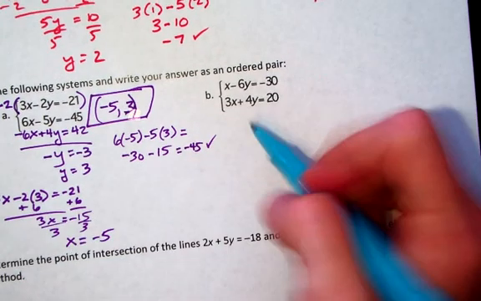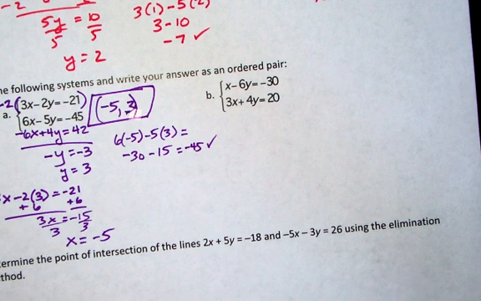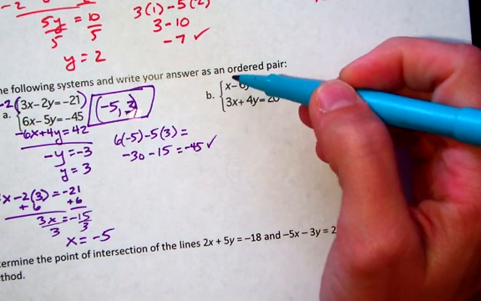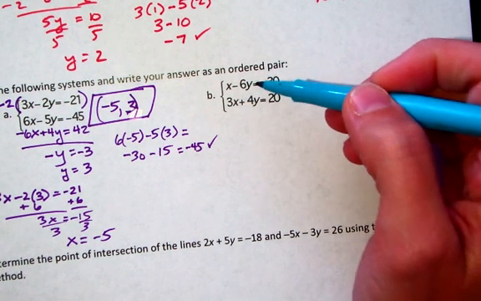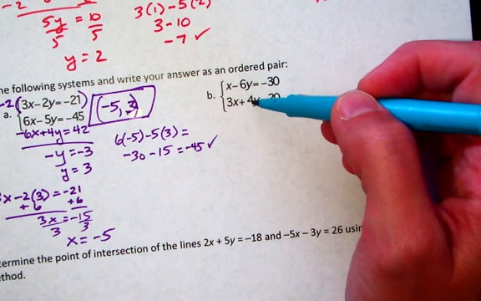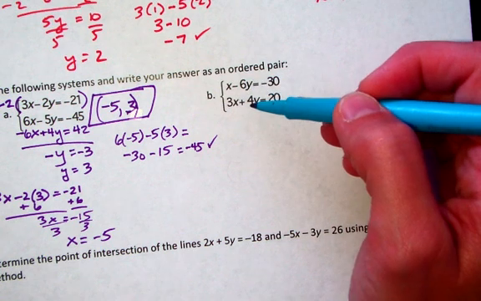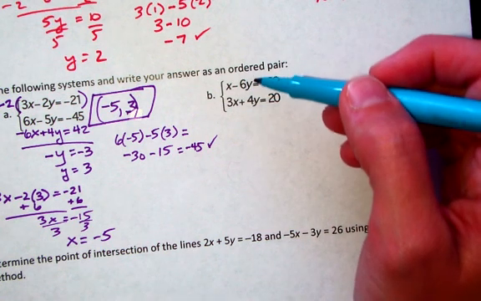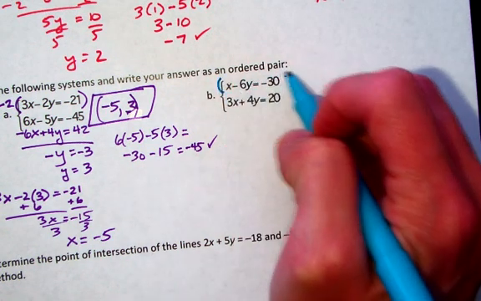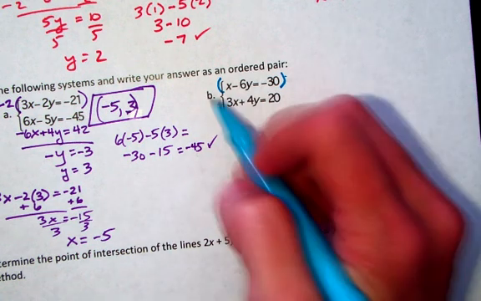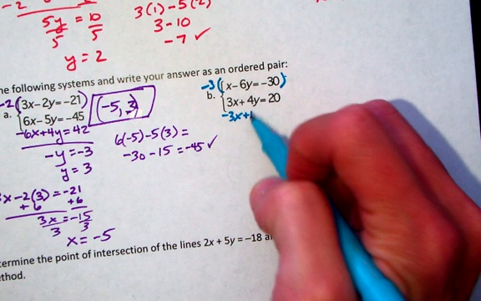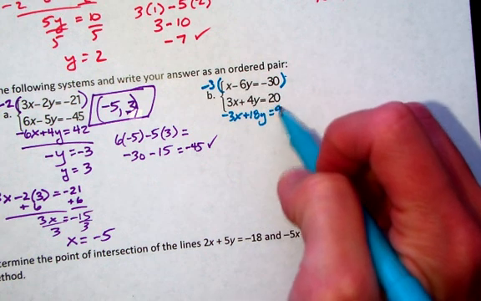All right, looking at this one, I'm going to multiply the first one because it's simple enough. If I multiply by negative 3, I can get the opposite. Surely enough, you could multiply these two. I can multiply this by a positive 2 and this equation by 3, and then we would have negative 12 and 12. But if I can eliminate by only multiplying one equation, that's always the way I'm going to go. So I'm going to multiply this by negative 3. So I get negative 3x plus 18y equals positive 90.